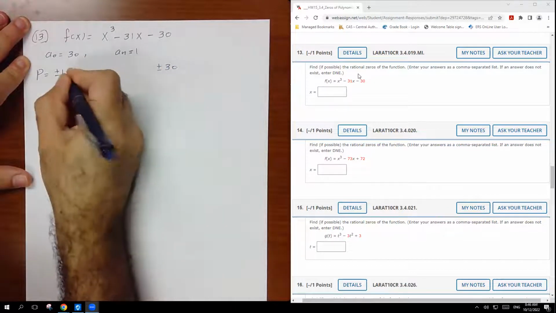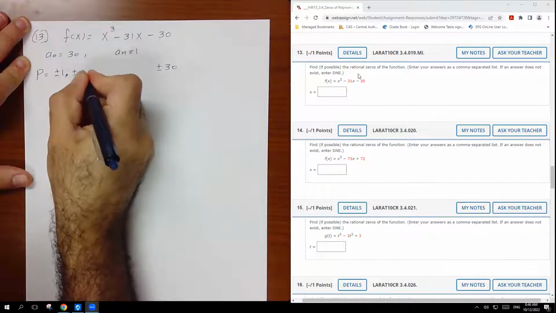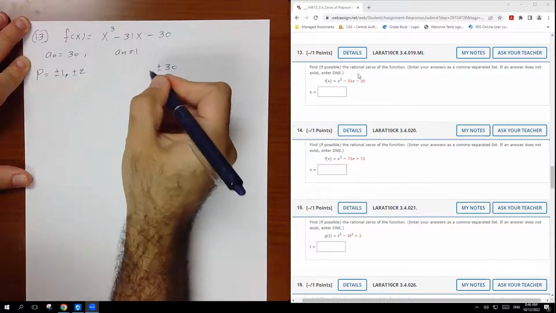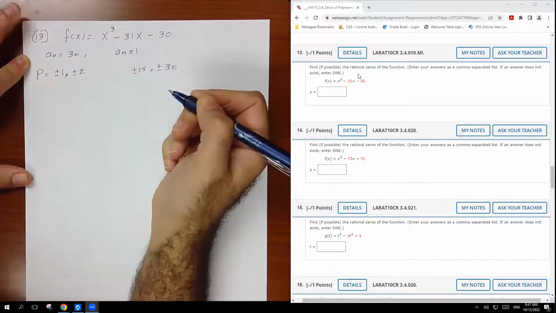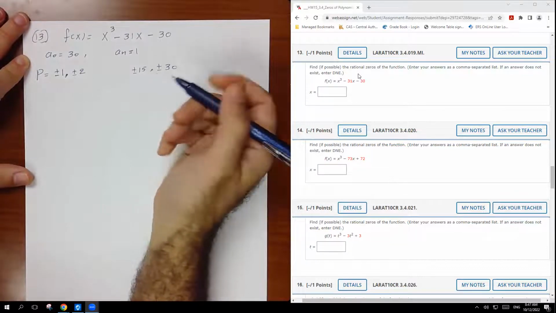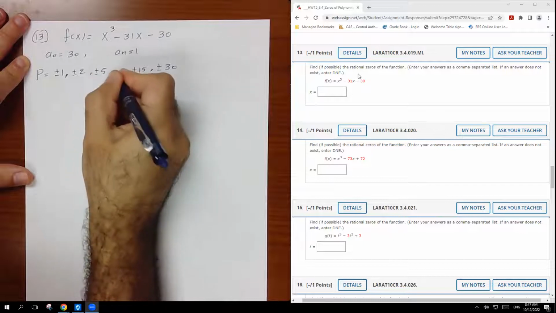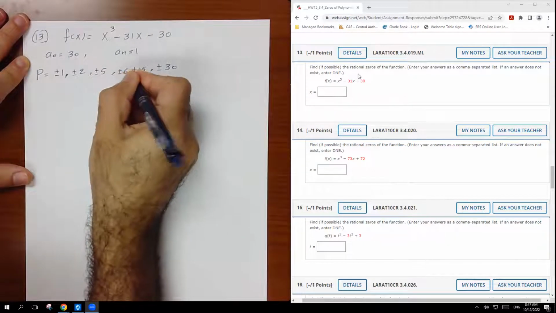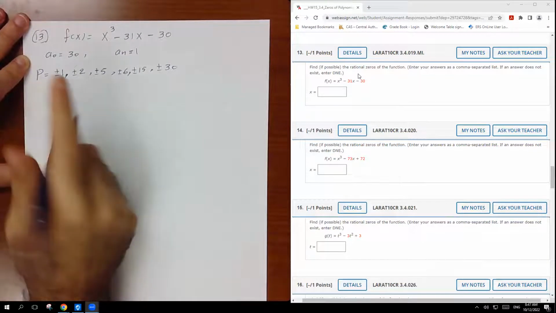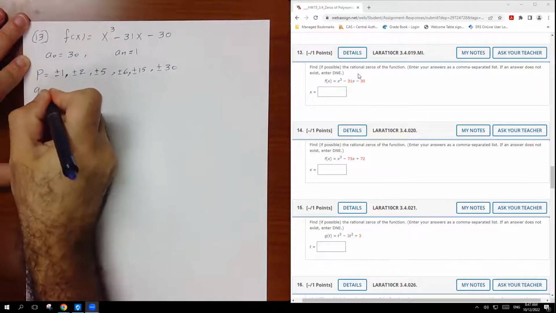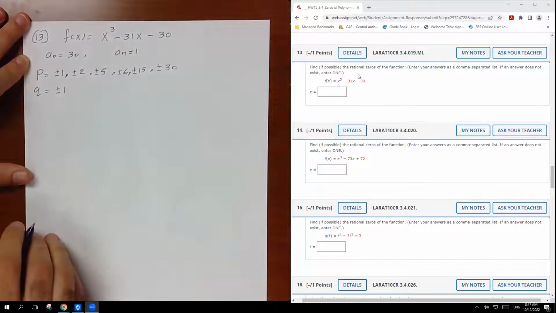Let's check what else. 2 times 15. So I'm going to say plus or minus 2 and plus or minus 15. What else? We have 5 and 6. So I'm going to say plus or minus 5 and plus or minus 6. You see now all these are the factors of P. The factors of Q, we have just 1, so we can say plus or minus 1.